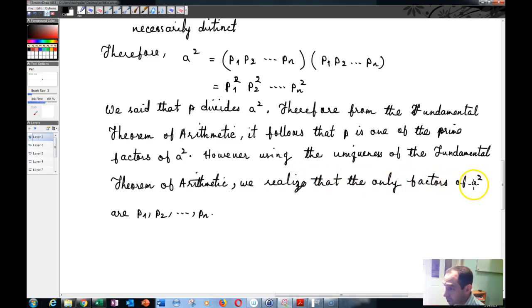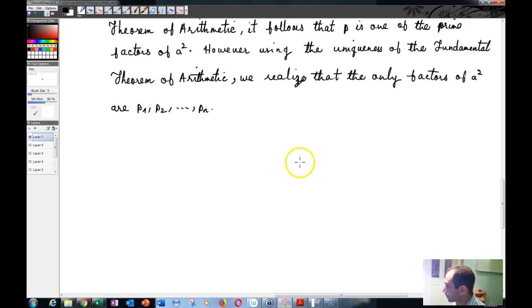But now, using the uniqueness of the fundamental theorem of arithmetic, we realize that the only factors of a squared are basically P1, P2, and P of n. It means that it doesn't matter if the unique factors are raised to the second power, the third power, the fourth power. It doesn't matter. The only factors of a squared would be basically P1, P2 all the way up to P of n.